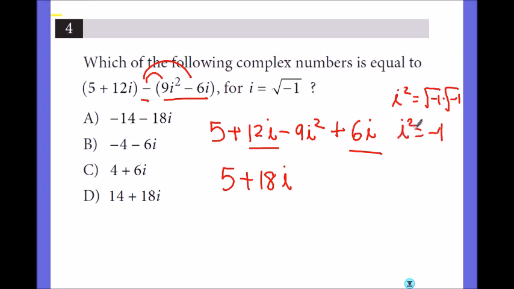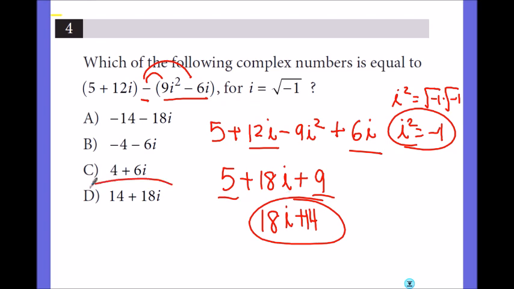Something to just memorize if you are not sure how to multiply square root of negative 1 times square root of negative 1. You cannot have a square root of a negative number, so that's why it's called i, imaginary number. So now what do I have? It's minus 9 times negative 1, so it's negative 9. Minus negative 9 is plus 9. So I get 18i with 5 plus 9. So 14 plus 18i is the answer.